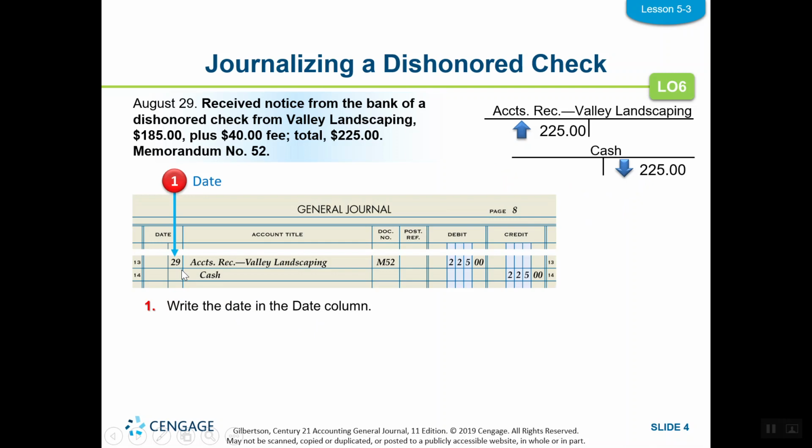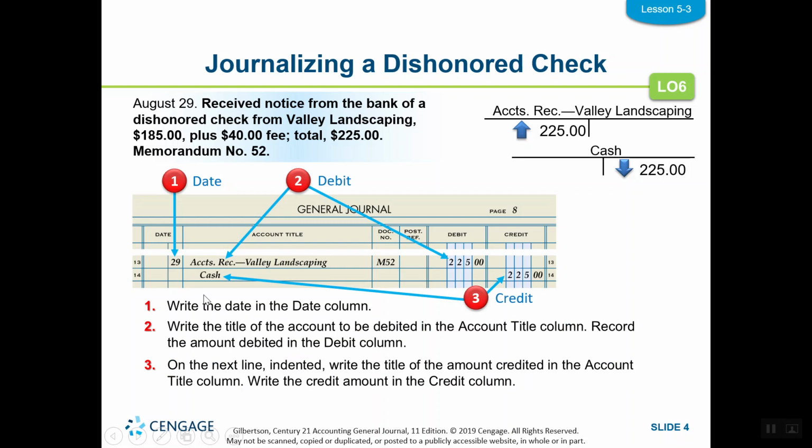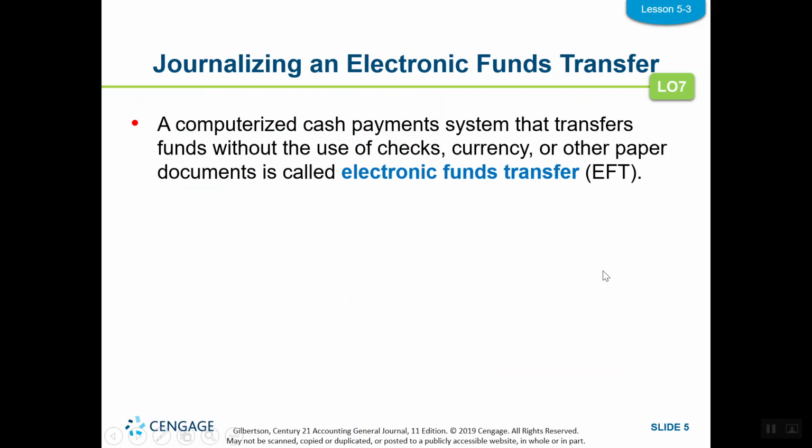So then we go to our general journal. We're going to write the date in the date column. We're going to write the debit account on the first line, followed by the debit amount. On the next line, we're going to indent a little bit, write the credit, in this case cash, and then record the credit amount in the credit column. The last thing we do is write the document number in the document number column. Then we would post it just like we would any other transaction.